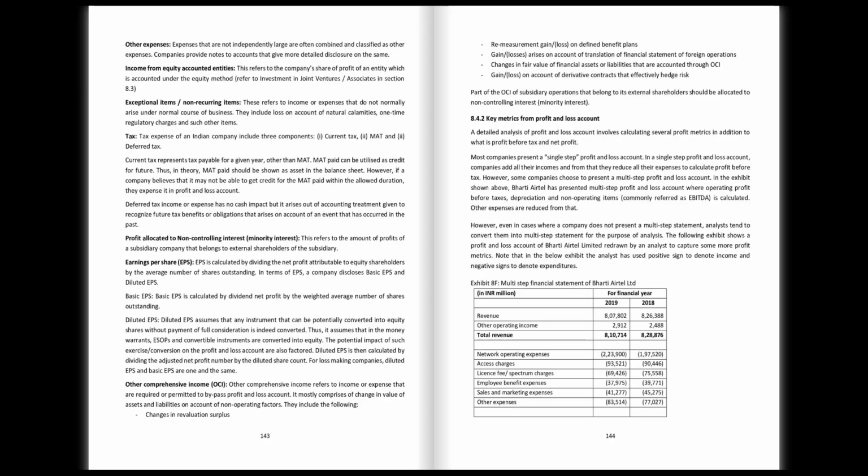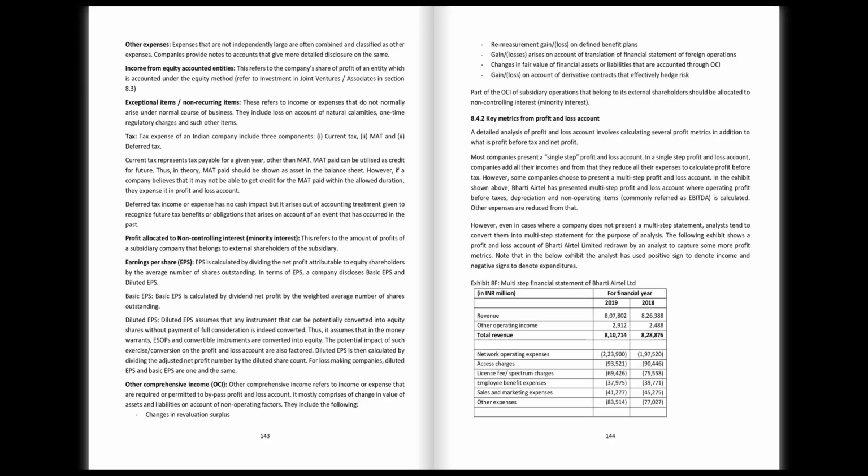Tax. Tax expense of an Indian company includes three components: 1. Current tax, 2. MAT, and 3. Deferred tax. Current tax represents the tax payable for a given year other than MAT. MAT paid can be utilized as credit for future. Thus, in theory, MAT paid should be shown as asset in the balance sheet. However, if a company believes that it may not be able to get credit for the MAT paid within the allowed duration, they expense it in profit and loss account.